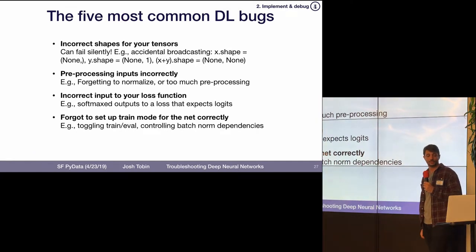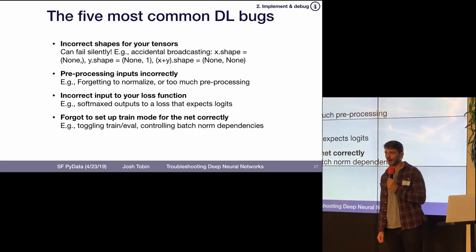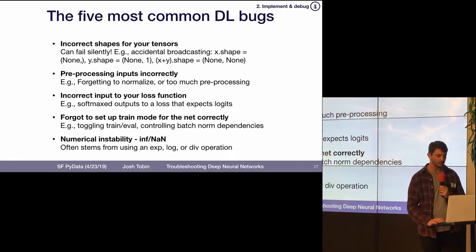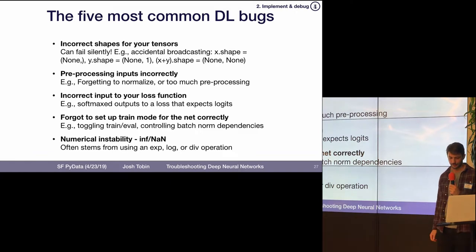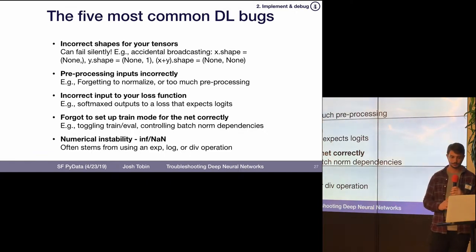Forgetting to set up train mode for the net correctly. This particularly causes problems with batch norm, which is one reason why I don't recommend starting with batch norm. And then numerical instability, which usually comes from exponentiating something or taking a log or dividing by a small number, but it can pop up later in training.